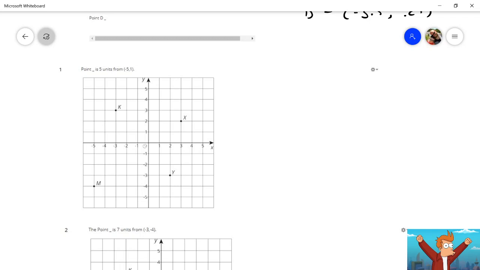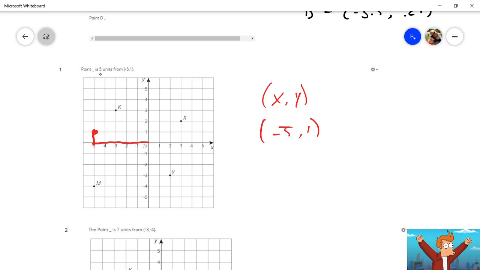So this one wants to know, what point is 5 units from -5, 1? Okay, so x, y. X is -5, y is 1. So let's find that point first. -5 is all the way down here, and 1 is here. So it's going to be that point right there.